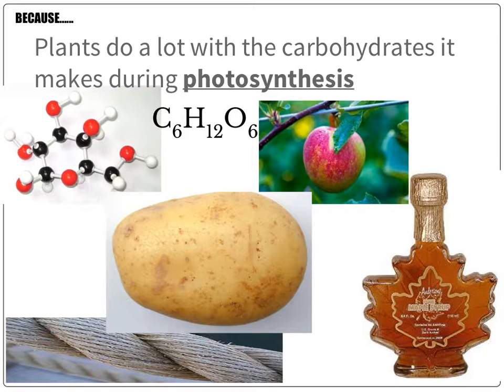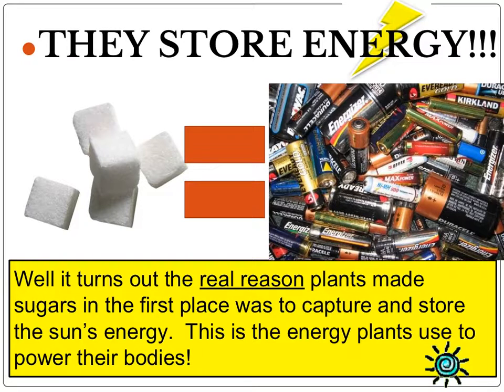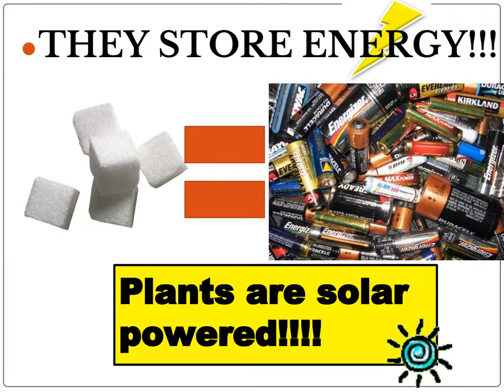For example, the tough fibers in rope, those are all made of sugars. But beyond that, those sugars are storing energy. And that energy is originating from the sunlight that was used to power photosynthesis. So the real reason plants made sugars in the first place was to capture and store the sun's energy. This energy from the sun is what plants are using to power their bodies. Therefore, plants are solar powered.